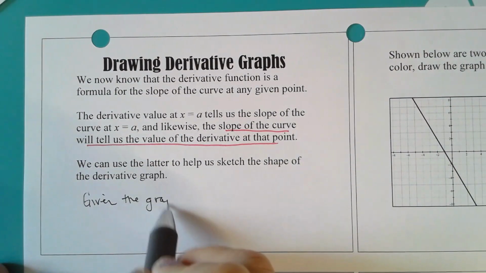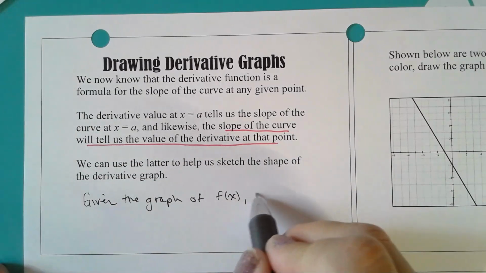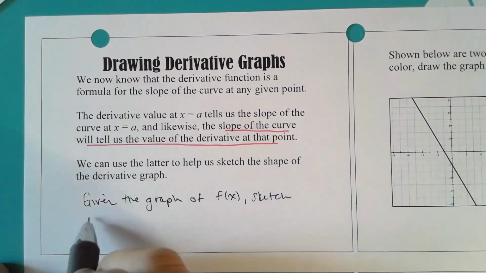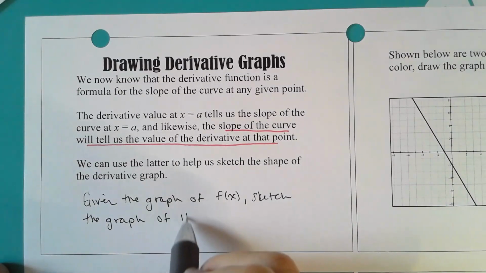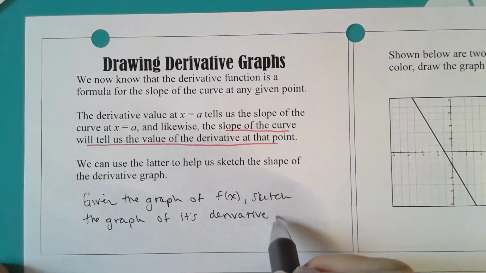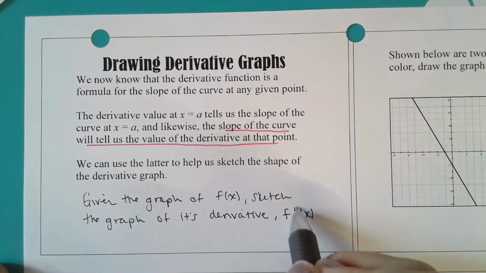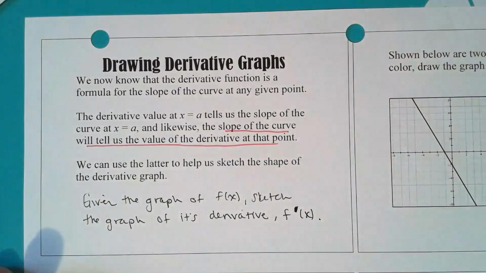given the graph of f of x, sketch the graph of its derivative f prime of x. That started to look like f double prime. Okay. All right, so I highly suggest two things, actually.